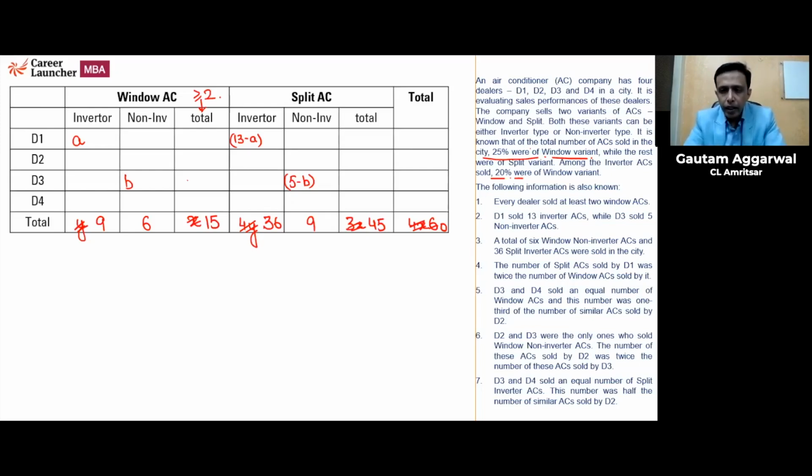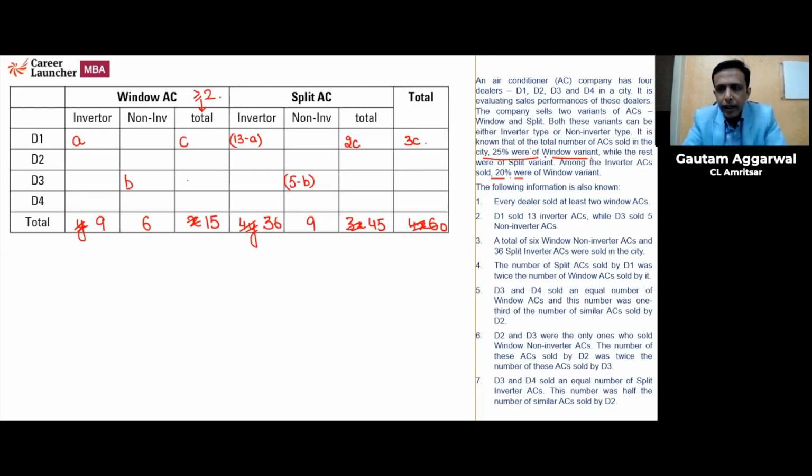Then this says the number of split ACs sold by D1 was twice the number of window ACs sold by them. Again, from dealer 1's point of view, split AC has to be twice of window AC. So I'm adding another variable. If this is C, this has to be 2C. That means D1 ends up selling a total of 3C.